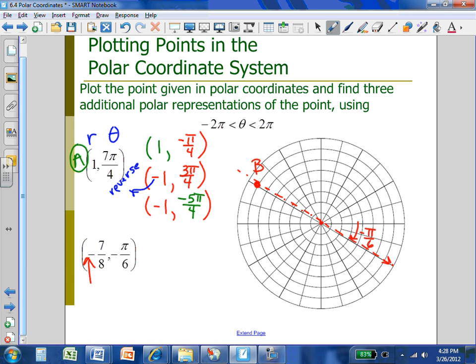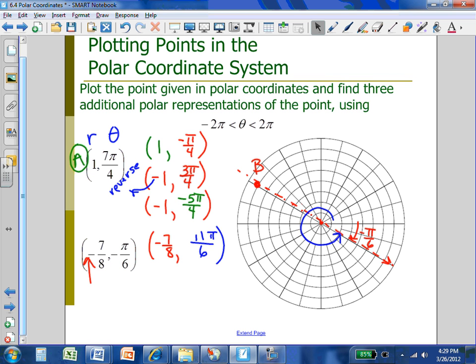Now what are some other points that would coincide with that? A different representation. Well, let's keep the negative 7/8 at first. So backing up, we have the negative pi over 6, or we could think of it as not the small negative angle, we could think of it as going all the way around to 11 pi over 6, and then backing it up. Okay, go all the way around to 11 pi over 6 and then back up to 7/8.